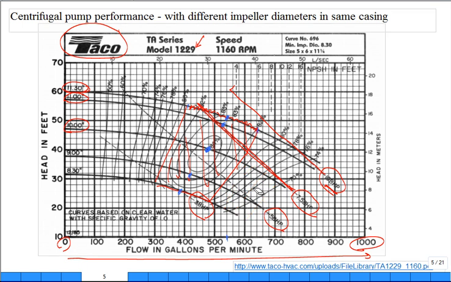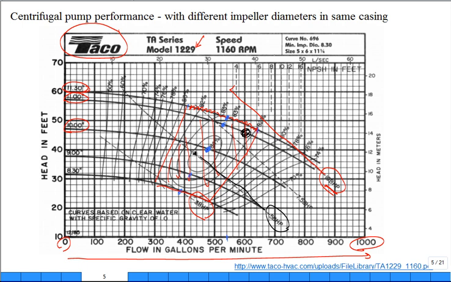But if I want to run this guy at this region right here, and I strap on a 7.5 horsepower motor, it's going to strain. It's going to be overloaded. Or let's say I put a 5 horsepower motor on, and I picked this 11-inch impeller, and I'm trying to run right there. I've got problems. I don't have a big enough motor, right?